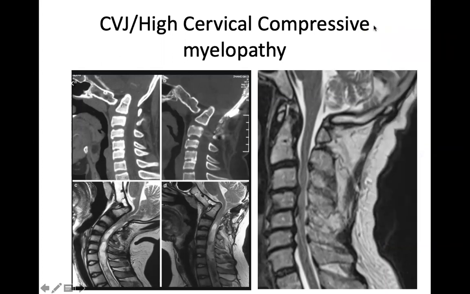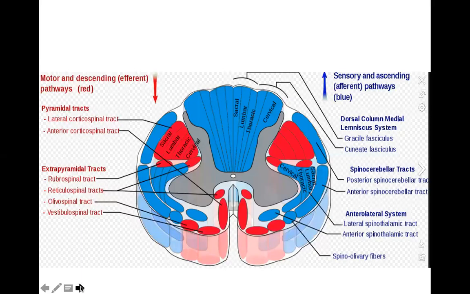So the prototype we'll be discussing is the CV junction anomaly. And what is most important in a spine case is actually this cross-sectional diagram and the ascending and the descending tracts and the topographic arrangement of the fibers in this cross-sectional anatomy.